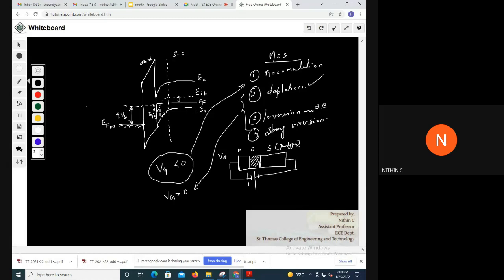Okay, and we have seen the different terms also. This one, that is EIB minus EF, was termed as phi F. I am just writing that again. If we are representing this in terms of energy, you can represent it as Q phi F is equal to EIB minus EF. This will be your Q phi F, and phi F is called the Fermi potential.